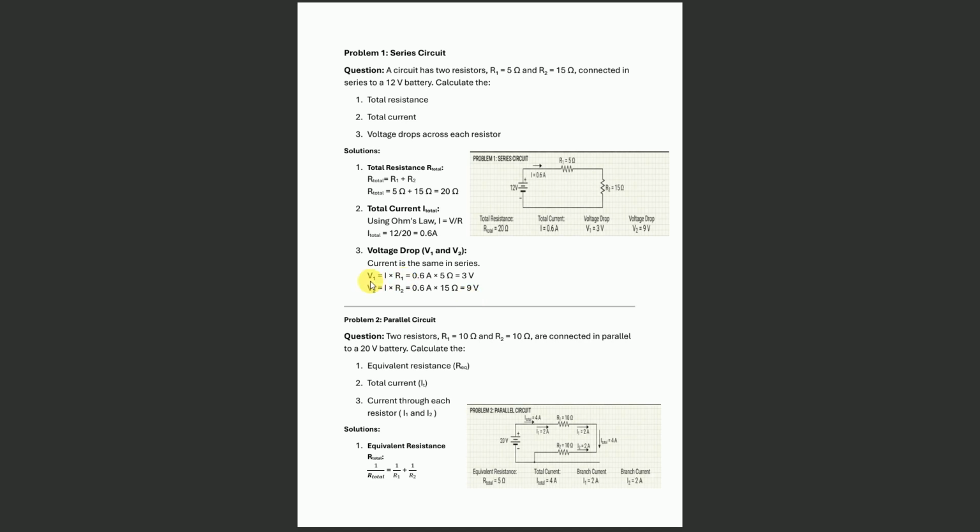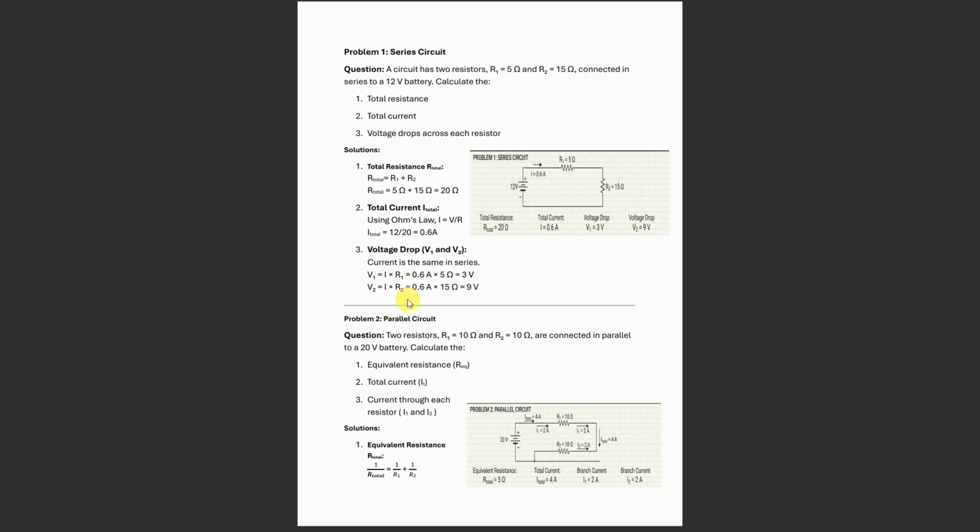Now if we add up these two voltage drops, this will be equal to the total supply voltage. So just add up these two voltages, 3 plus 9, we get 12 volt, which is equal to the supply voltage or battery voltage, which is also 12 volt. So this is the problem regarding the series circuit.